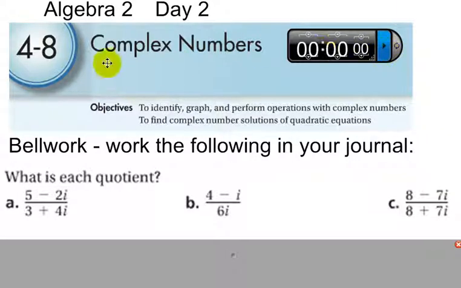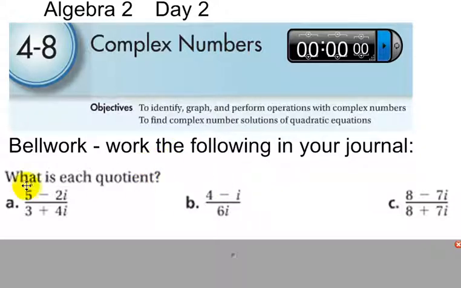This is Miss Downey, and we are doing day 2 of complex numbers. Day 1, yesterday, we learned to identify, graph, and perform operations with complex numbers. Today, we're going to find complex number solutions of quadratic equations.